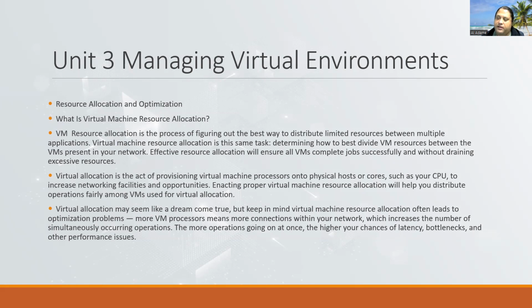Virtual allocation may seem like a dream come true, but keep in mind, virtual machine resource allocation often leads to optimization problems. More virtual machine processors means more connections within your network, which increases the number of simultaneous operations. The more operations going on at once, the higher your chances of latency, bottlenecks, and other performance issues. Latency is just a fancy word for lag, guys.